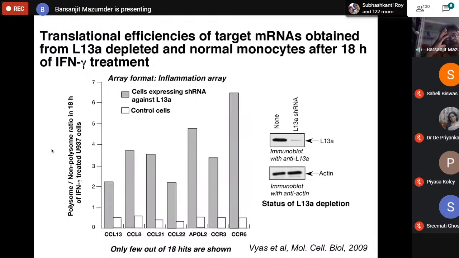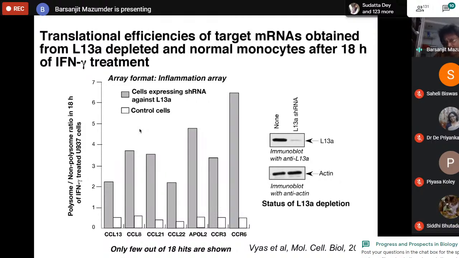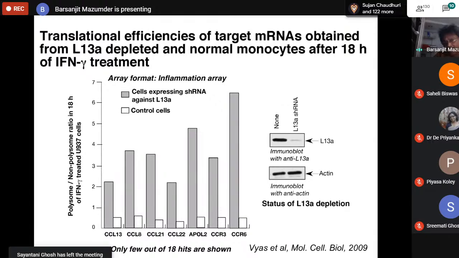So under normal condition, although the interferon gamma pumped up their messenger RNA, their polysomal abundance is low under control cells, meaning under normal condition. Now, if you remove L13A by RNAi, this is the status of removal, then you can see all of a sudden their polysomal abundance is high. So this is actually the data derived after the bioinformatic analysis of the Affymetrix gene chip.